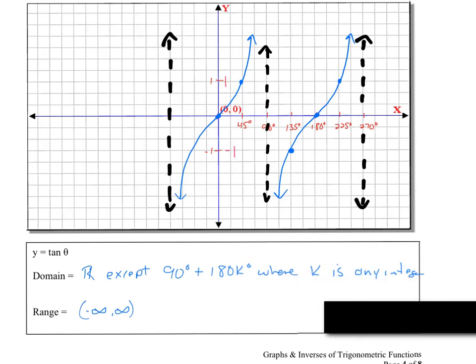So if k is 0, it's going to be 90 degrees plus 0, which is 90. If k is 1, that's 90 plus 180, which is 270. If k is 2, that's 90 plus 360, which is 450. If k is negative 1, that's 90 plus negative 180, which is negative 90. That covers all the vertical asymptotes. This is the domain and range for the parent graph for tangent. You need to be able to memorize or derive that whenever you're asked to do so.